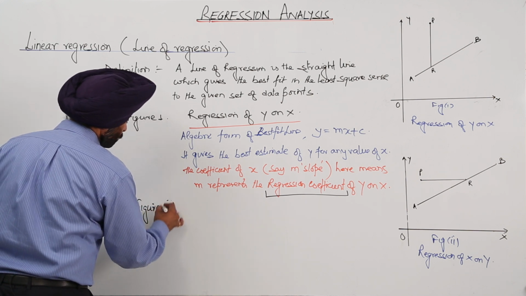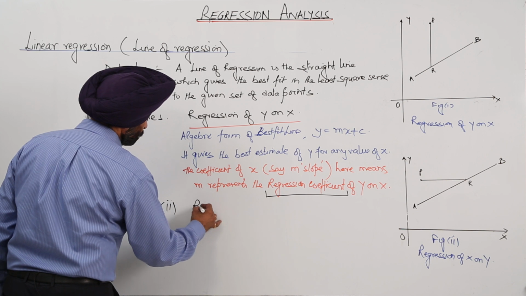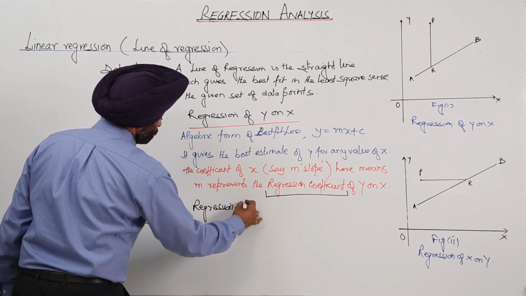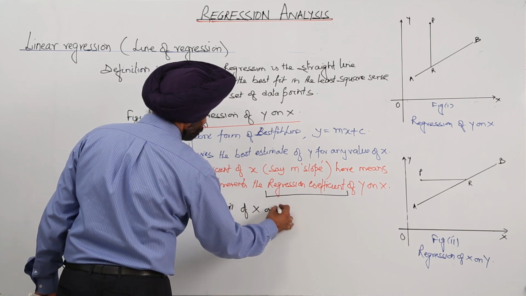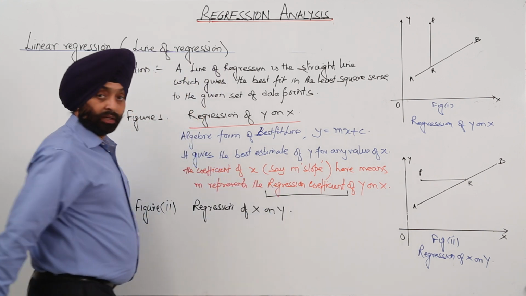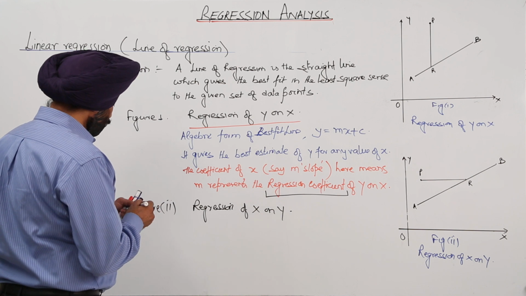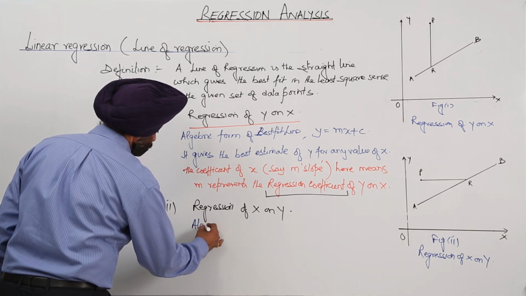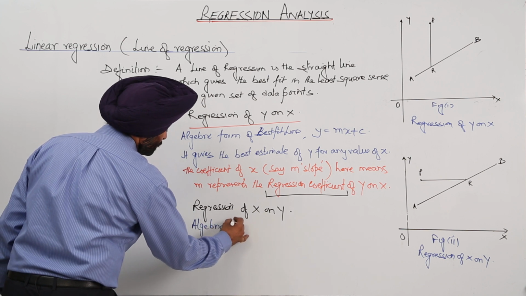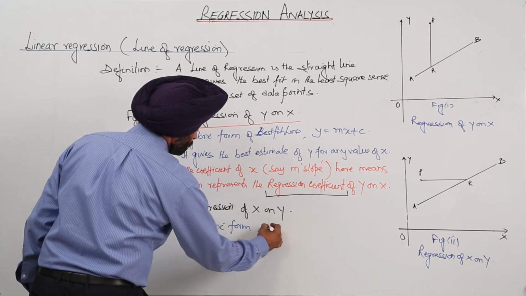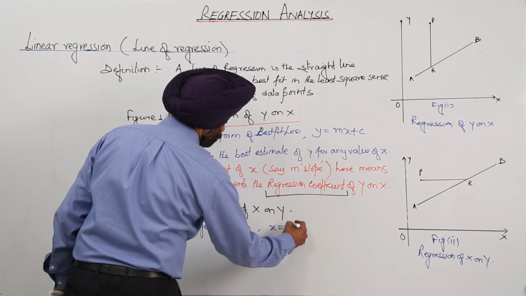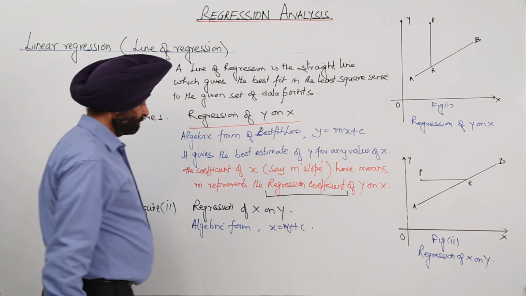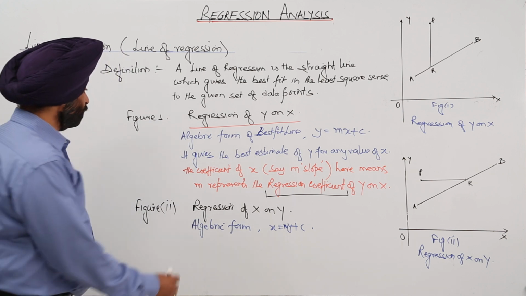Now figure 2 is just vice versa. Figure 2 is regression of x on y. Here it is written regression of x on y. Now what is the algebraic form? The algebraic form is x is equal to my plus c.